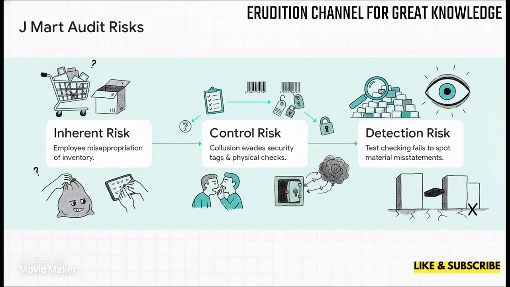Finally, step 3, detection risk. The auditor evaluates all these controls and decides on a certain level of test checking. But because they're only test checking and not counting every single item in the store every single day, there is always a possibility that material misstatements will slip through undetected. That is the constant, looming presence of detection risk.